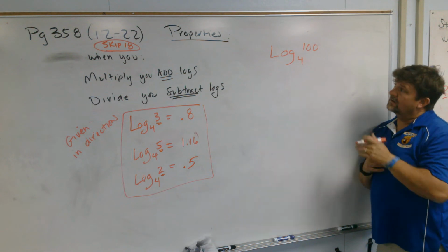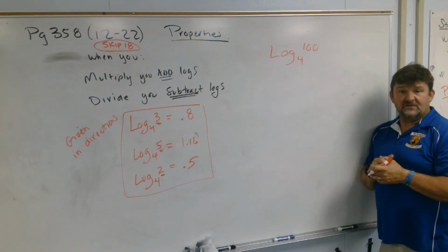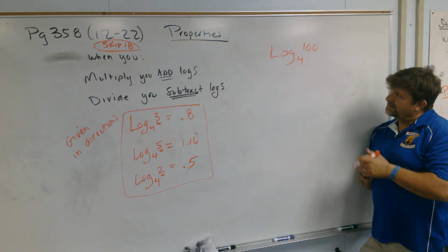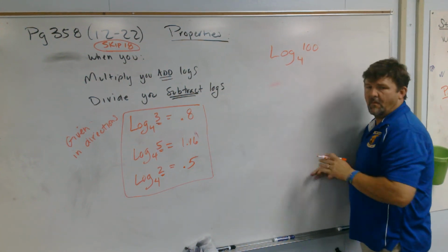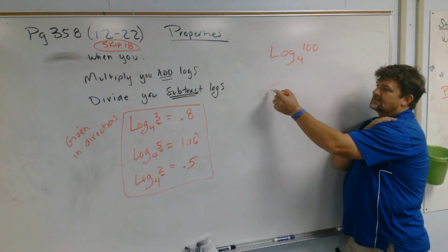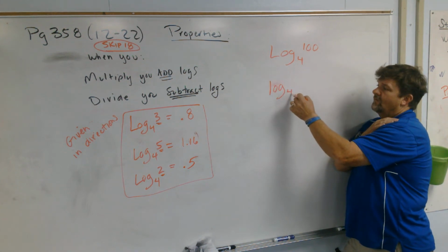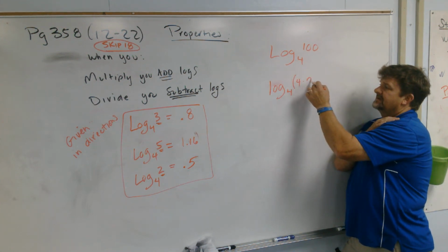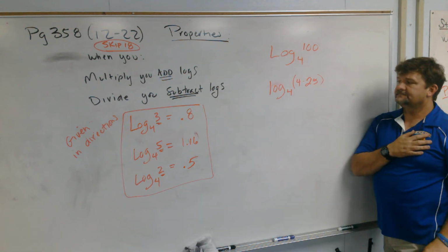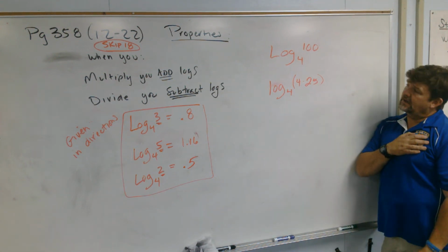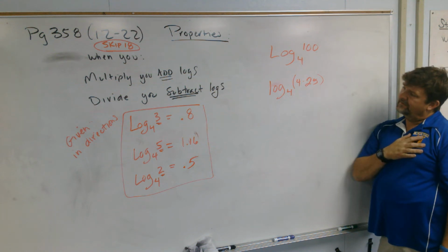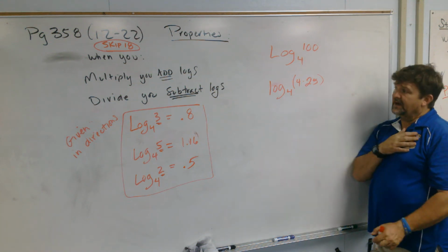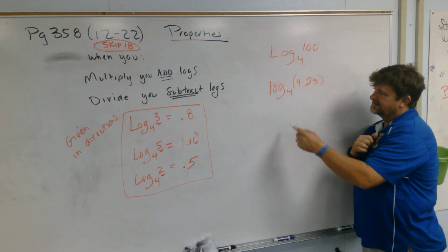So we can break this down all sorts of ways. I'm going to do it a little differently for you guys. I'm going to take this and say log base 4 of 4 times 25. So now I've got log base 4 times 25. So I'm just going to separate that out right now. I'm going to show you why here in a second.